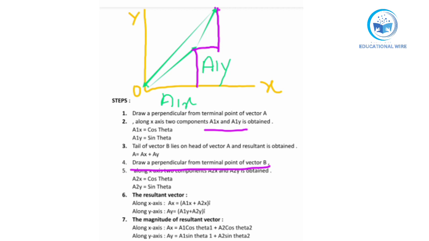Now after that, here it is written that two perpendicular components. Here it is written that two components a2x and a2y. So this is a2x, this one position should be written over here, a2x, and this is called a2y.